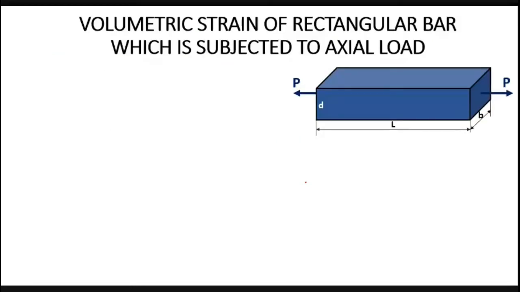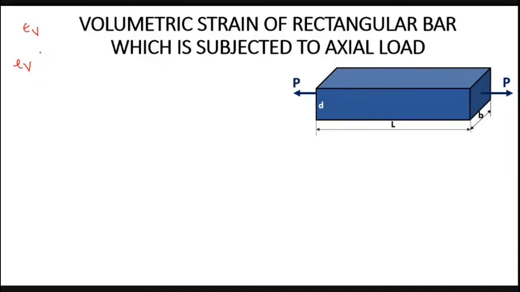Now we go for identifying the volumetric strain for a rectangular bar subject to an axial load. Let me consider this object, a cuboid having length L, breadth B, and depth, I will call this depth D. I have to identify the volumetric strain for this. The symbol is E suffix capital V. Sometimes they also call it epsilon suffix V. Both are the same.